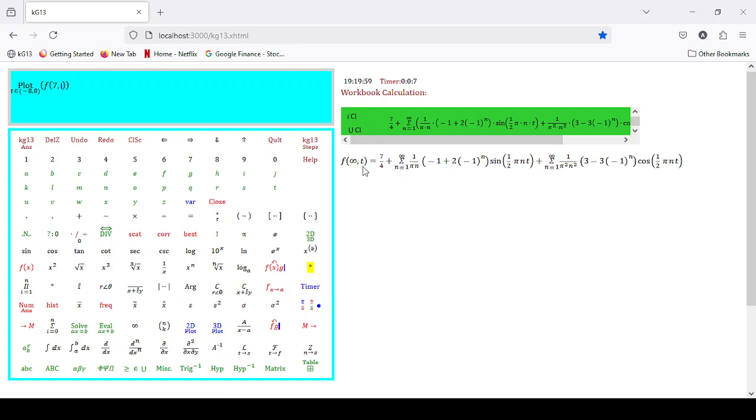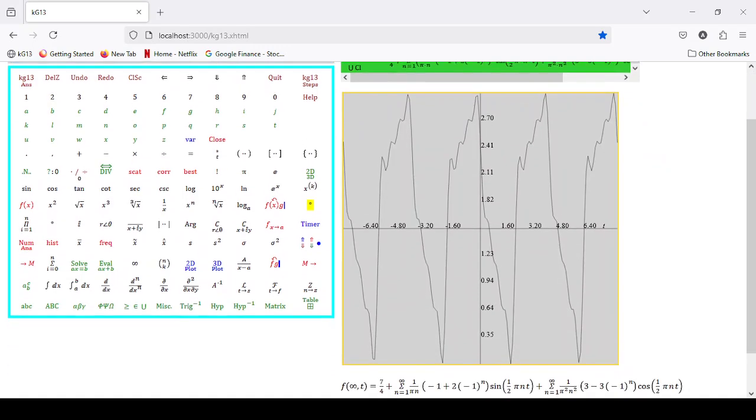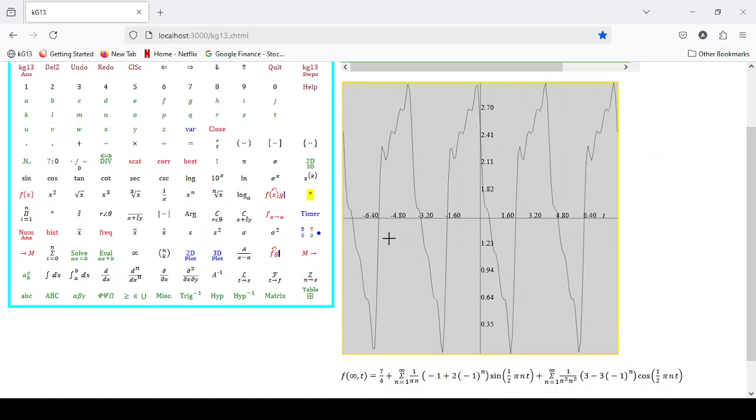instead of infinity, obviously, because infinity is now a variable. And we enter t, which is t. So this formula now goes from n equals 1 up to 7 when we plot this. So let's click here for an answer. And there it is. Here we have plotted this Fourier series up to the 7th harmonic. And that's it.